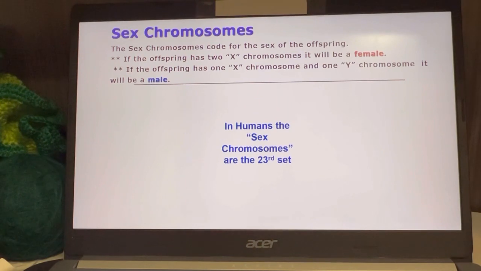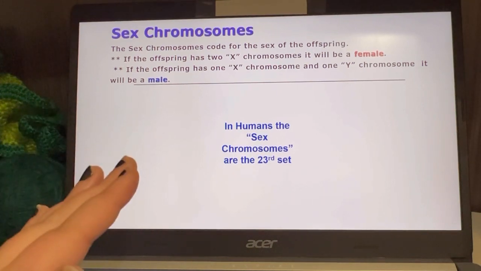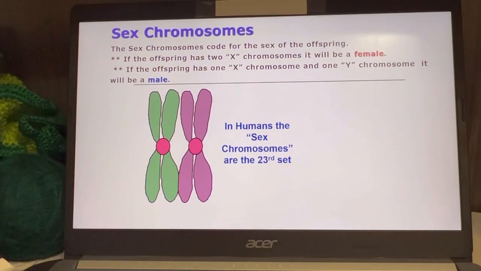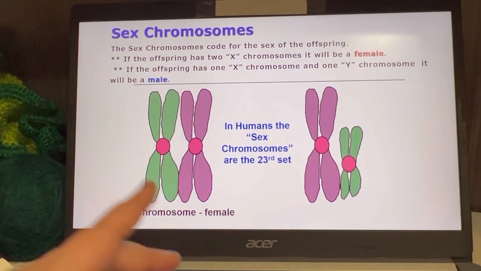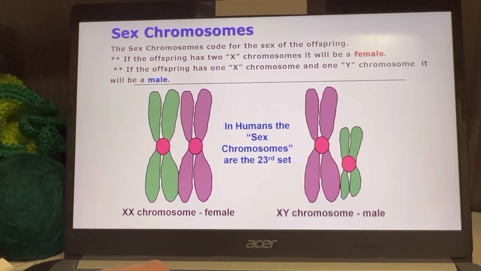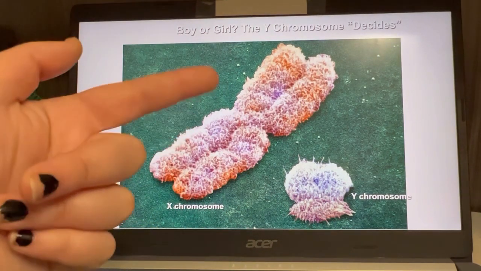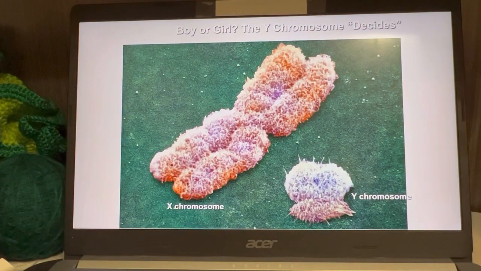The sex chromosomes determine the sex of the offspring. If the offspring has 2 X's, it's female. If the offspring has 1 X and 1 Y chromosome, it will be a male. This is what they look like under a microscope. Your X chromosome is literally double the size of the Y chromosome.